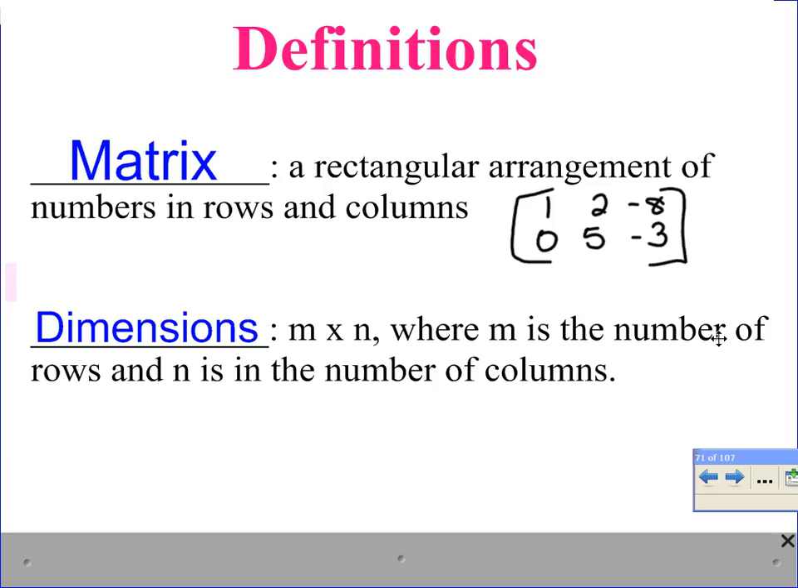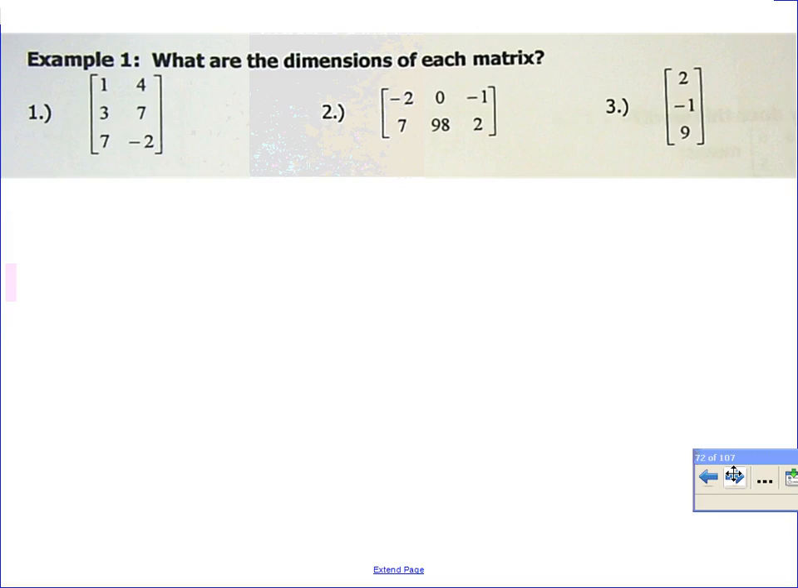What I want you to tell me is, what are the dimensions of 1, 2, and 3? The dimensions are always rows by columns. So what are the dimensions of number 1? How many rows, how many columns? Careful. Row, row, row, column, column. There you go. So it's 3 by 2, because there's 3 rows and then 2 columns. I'm going to put an RC. It's always row by column.